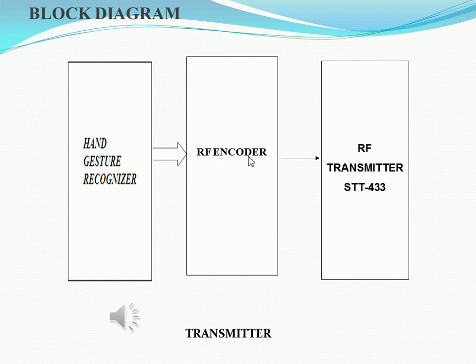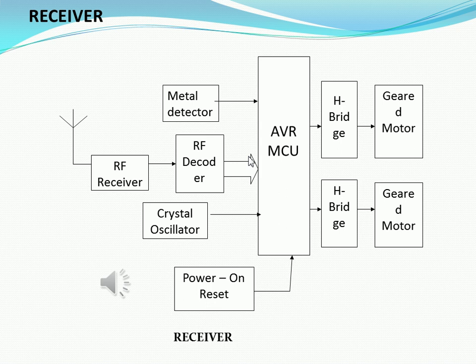The signal from the hand gesture recognizer is given to the RF encoder. Three switches are interfaced between the RF encoder and the transmitter. The encoder continuously sends the status of the switches to the transmitter. And then the metal detector.